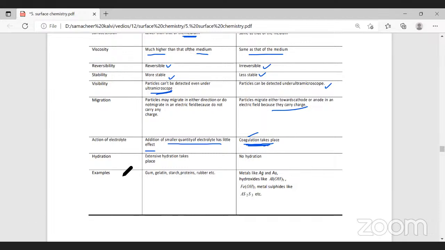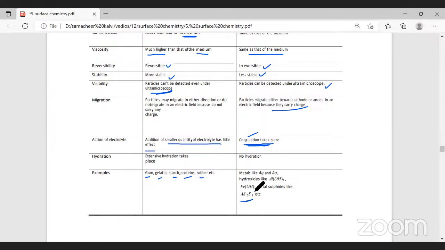Next, hydration. Extensive hydration takes place in case of lyophilic colloids. No hydration takes place in case of lyophobic colloids. Examples for lyophilic colloids: gum, gelatin, starch, protein, rubber. All these are lyophilic colloids, which have affinity towards the solvent. Metals like gold, silver, hydroxides like aluminum hydroxide, ferric hydroxide, metal sulfides like arsenic sulfide, all these are examples for lyophobic colloids.